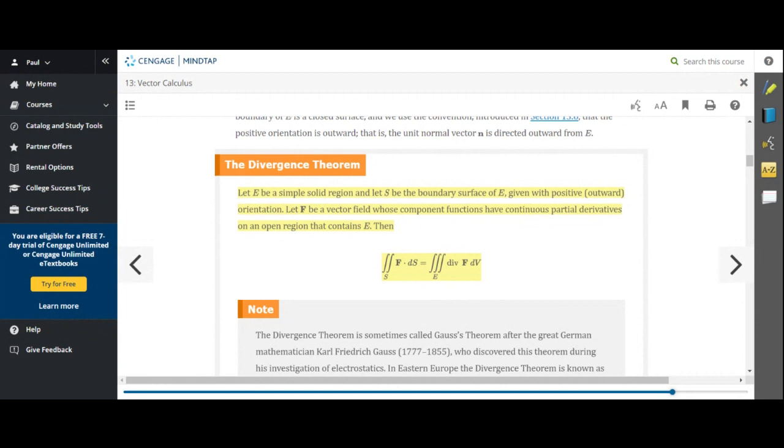So the divergence theorem, they mentioned, is sometimes called Gauss's theorem after the mathematician Carl Friedrich Gauss. He lived from 1777 to 1855. He lived to be 78 years old, which is pretty good back then. And he discovered this theorem during his investigation of electrostatics.